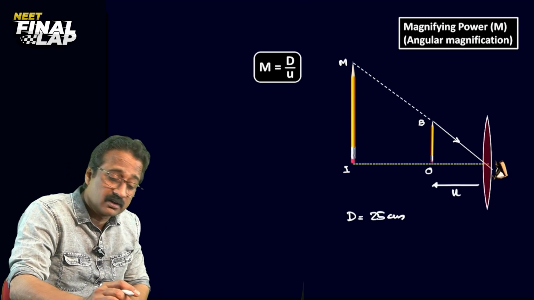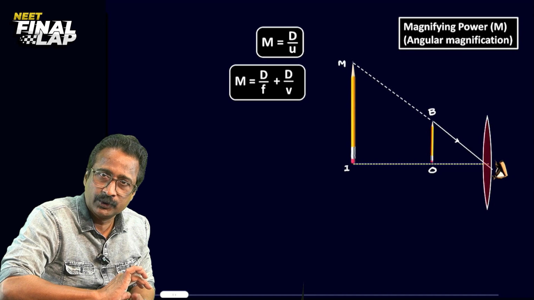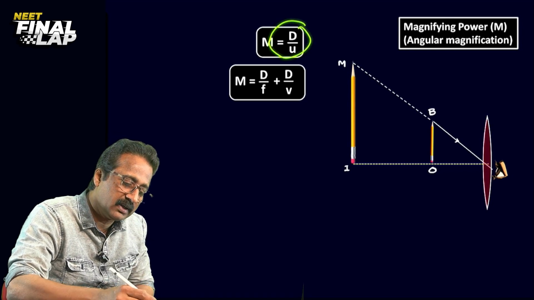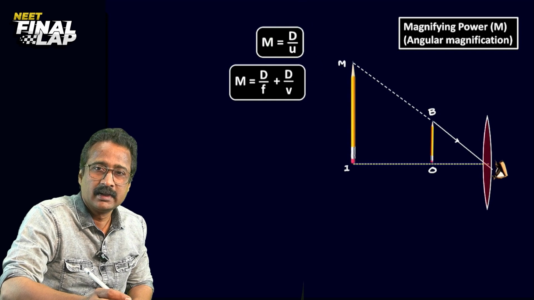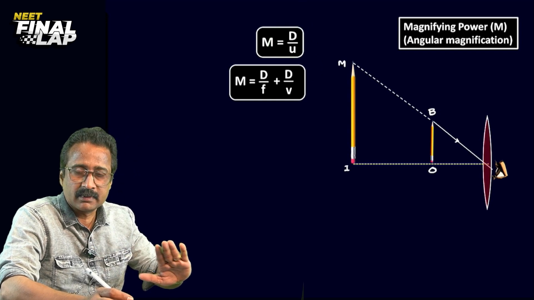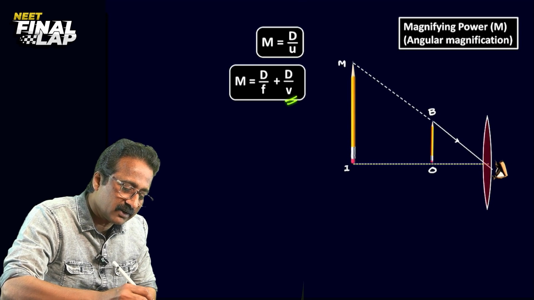Again, I am skipping derivations here. I'll directly come to one more useful equation for you. This same d/u can be proven to be equal to d/f plus d/v as well. I'm not showing how we got that here, because it's not the time to do that. Let us see what the terms v and f are here.